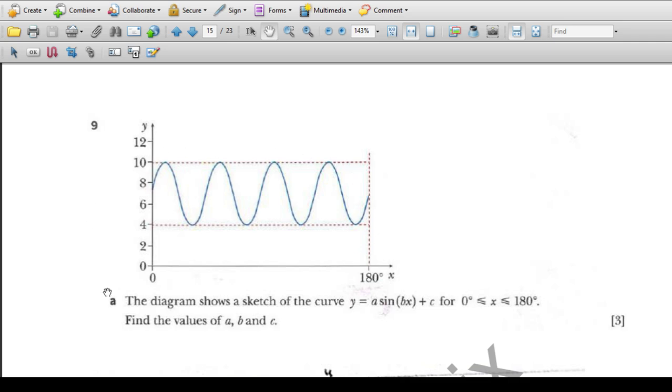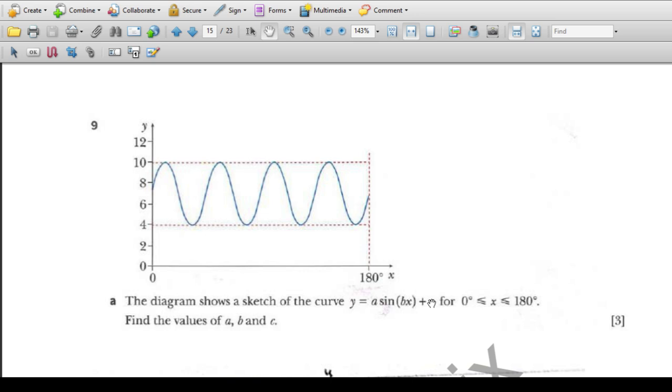We have been given this graph. The diagram shows a sketch of the curve y equals a sine bx plus c for the range of 0 to 180 degrees. So this is 0, this is 180 degrees, and we need to find the values of a, b and c. From the graph we have to evaluate the value of a. This is the coefficient, the magnitude, and b gives the period, the number of periods it has.